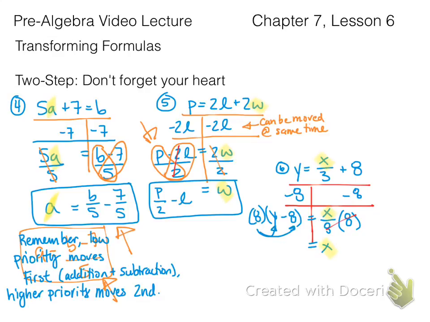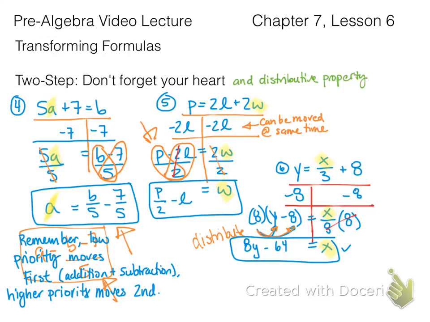And then we need to actually distribute. It's important to distribute, and that's basically so we can simplify. So we're going to end up with 8y, or 8 times y, minus 64, because 8 times 8 is 64. And remember, this is the distributive property, okay?